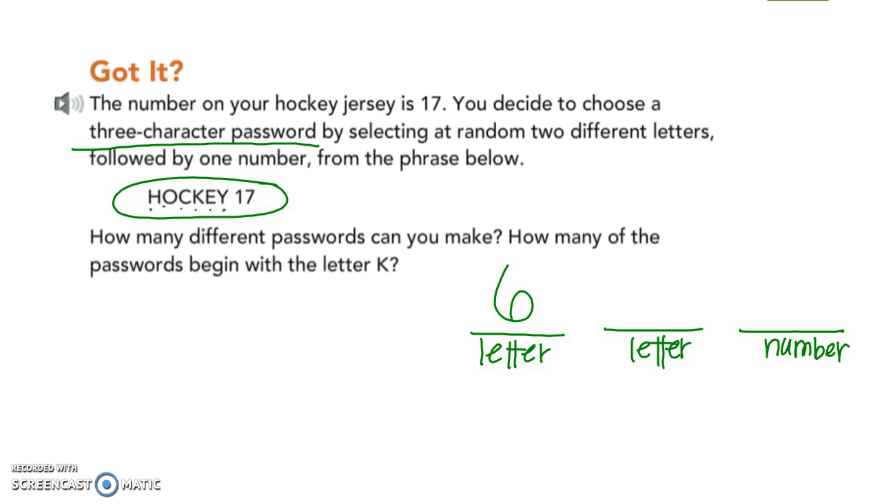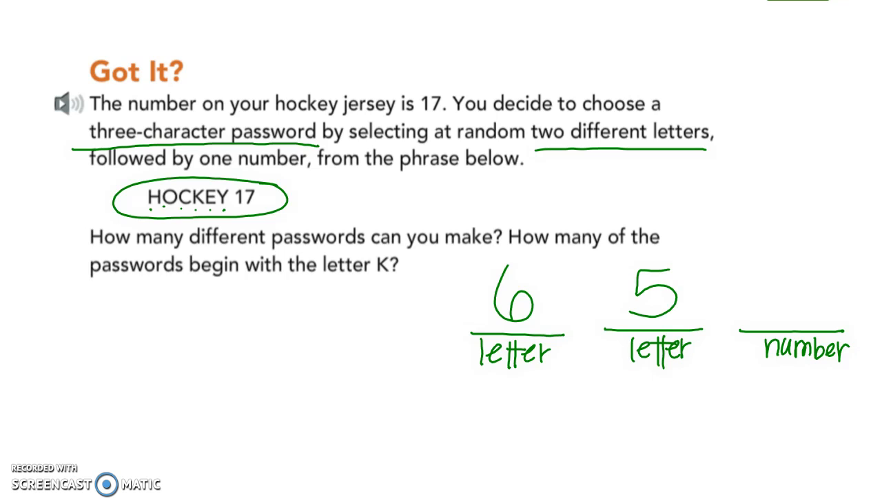And then for the second letter, since they tell me that I have to use 2 different letters, if I already used a letter in the first character of my password, and they want it to be different, that means how many choices do I have left for the second letter in my password? I've already used 1 letter, so I just have 5 choices now for the second letter.